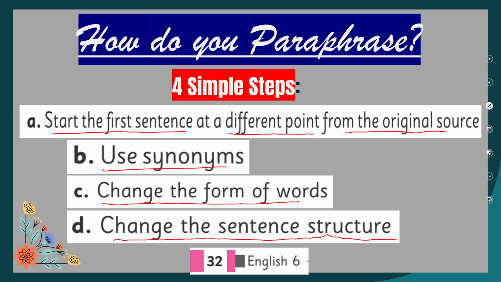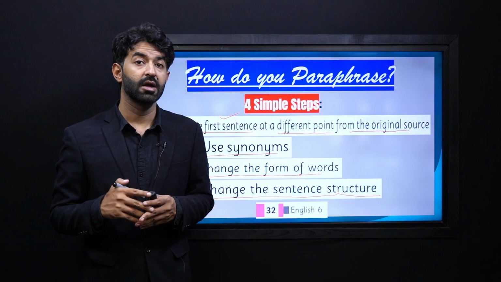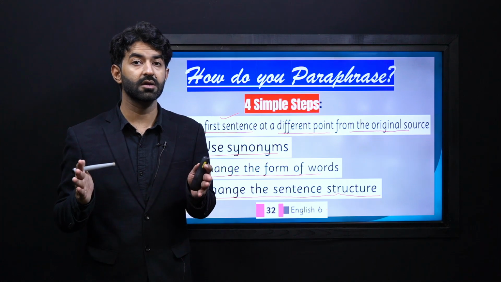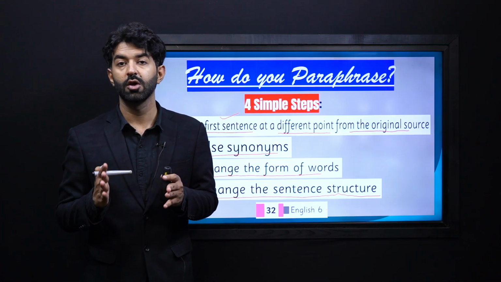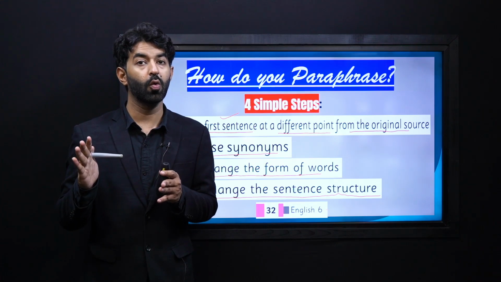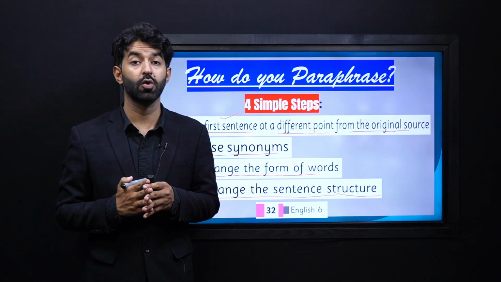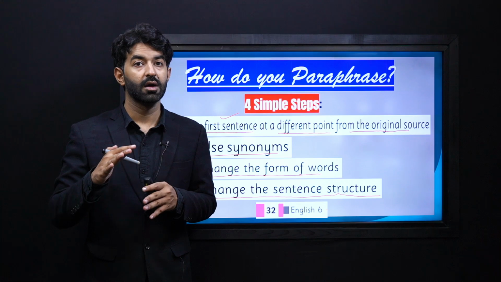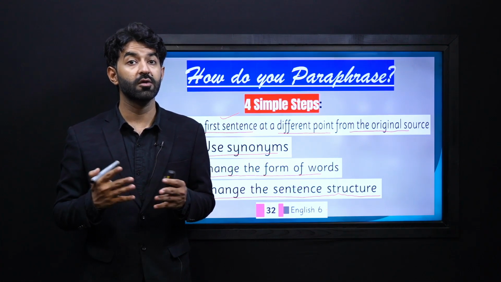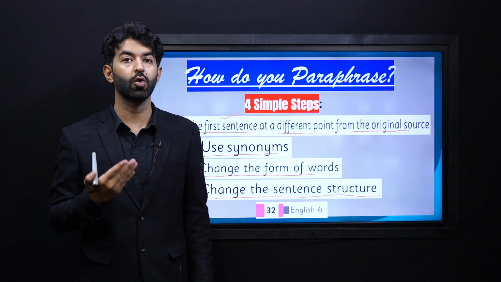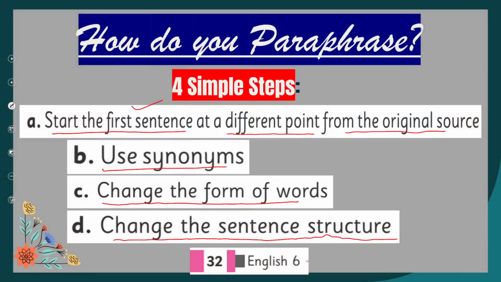Let's look at number 1, which is starting the first sentence at a different point from the original source. So if the original text that you are reading is starting with a certain sentence, when you are paraphrasing it, you will try to avoid opening with the same sentence as the original passage. You will be conveying it in a different way so that it differs from the original source. Now, this will make our paraphrased version very different.